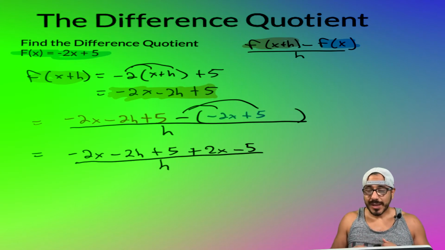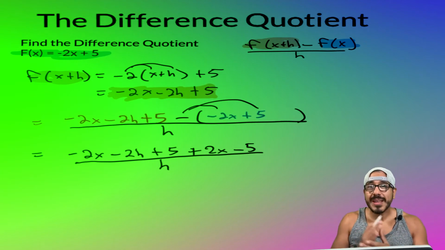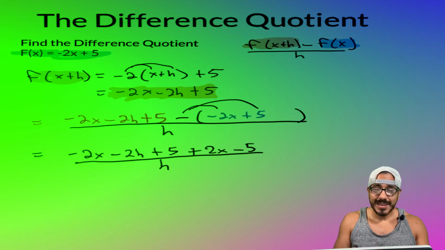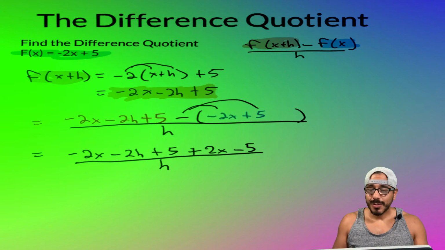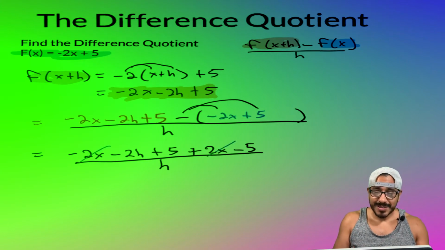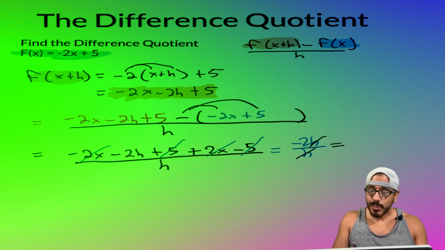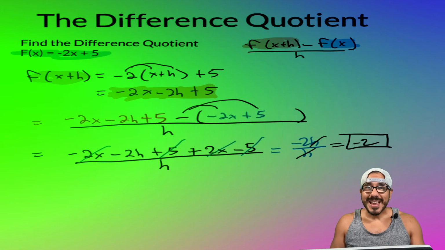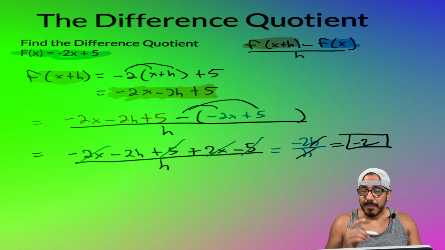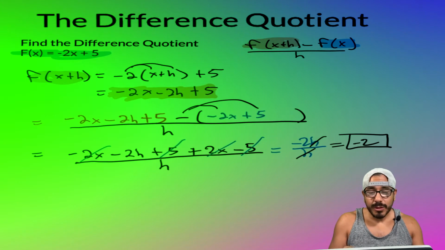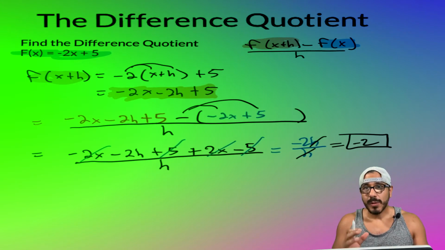This part is key: make sure that you distribute that negative. What's nice about this is we're going to have cancellation, and that's how we know we're doing something right. The negative 2x and the 2x cancel. The positive 5 and negative 5 cancel. What are we left with? Negative 2h over h, and we can see that those h's cancel, and we're left with our difference quotient, which is negative 2. It's that easy. But make sure you're very careful with your signs, because that is where most folks mess up.